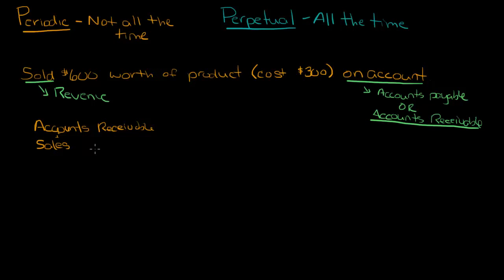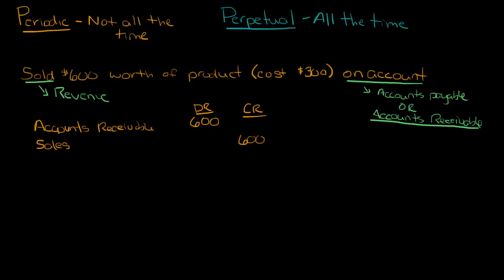Whenever you're doing a journal entry, remember your debits have to equal your credits. So my accounts receivable, I'm going to debit that because it's an asset. I'll write that up here, debit, and I'm going to credit my sales, 600. Under periodic, this is all you have to do, because we're not tracking the inventory.